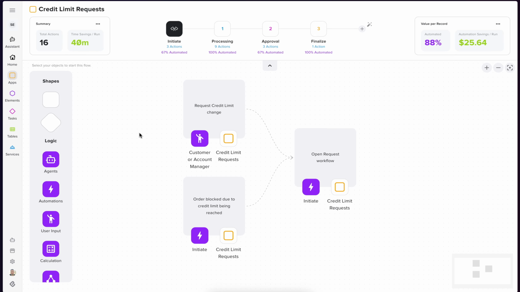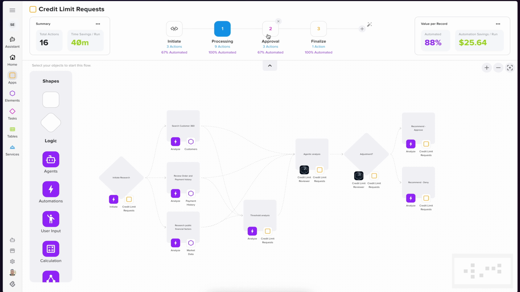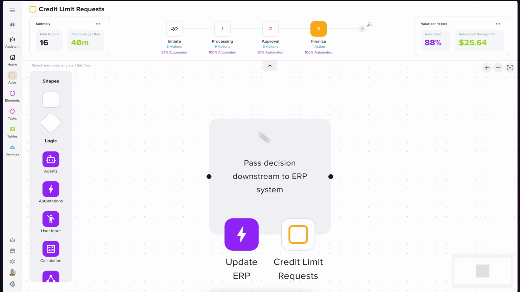People would go to that customer's spend profile, research them externally, and have to go through a series of approvals. We built a workflow that will automate that whole process using deterministic rules and AI agents to keep a human in the loop, but automate the process.